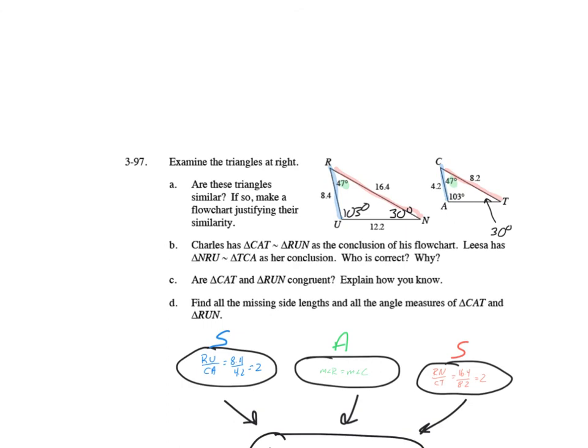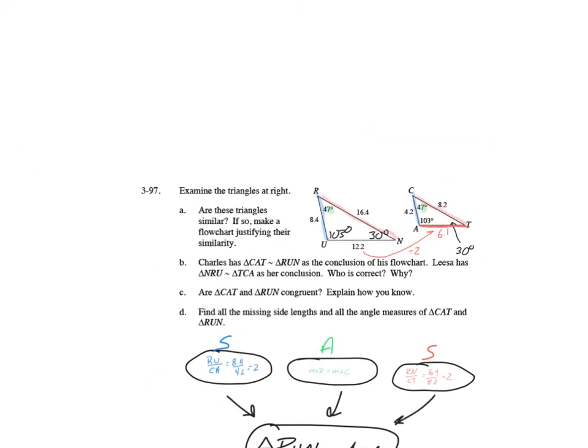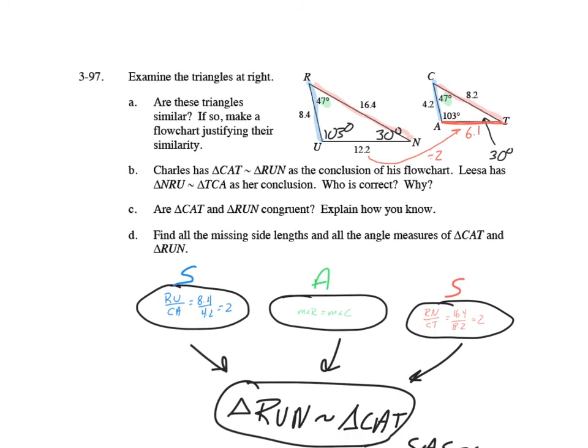And if I wanted to find the last side length, which would be this length right here, AT, I know that the scale factor to go from this triangle to this one is dividing by 2, and so taking 12.2 and dividing by 2, that gives me 6.1. So AT then has a length of 6.1. So we can use the similarity between the triangles to help us determine many of the other measurements within those triangles.